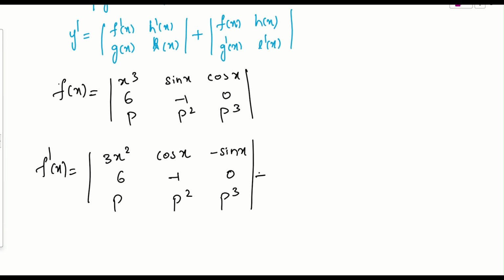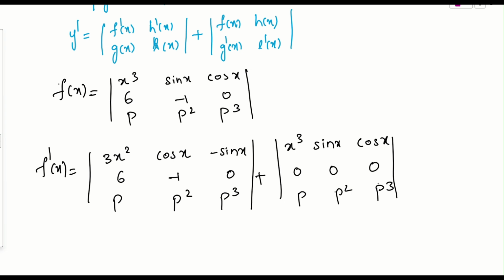Is it okay? Plus first row as it is. That is x cube, sin x, cos x. Second row derivative. 6 derivative is 0, constant. 1 derivative is also 0. 0 derivative is also 0. So the third row will be as it is. We should not disturb that one. Is it okay? Yes, fine.